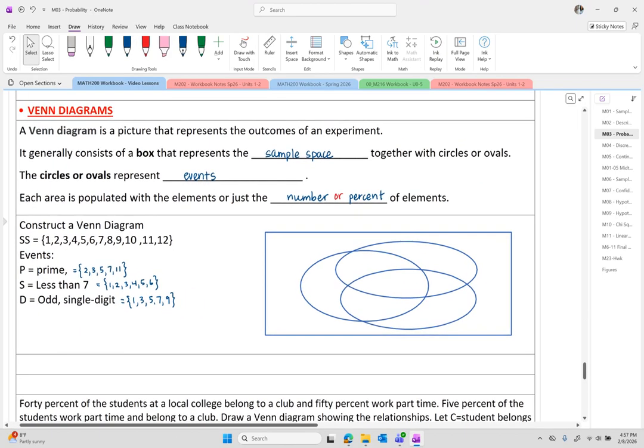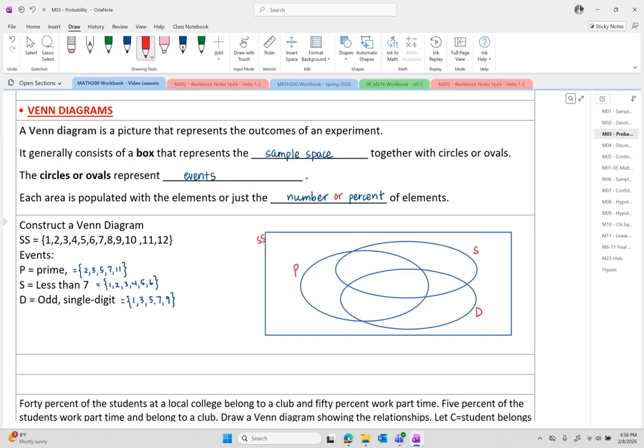Then we have a sample space, so the numbers from 1 to 12 must be in this box. So this is our sample space. And then we have 3 events. Let's call the leftmost bubble P for prime. The one at the top right, let's call it S for less than 7. And the other one will be D for odd number single digit.